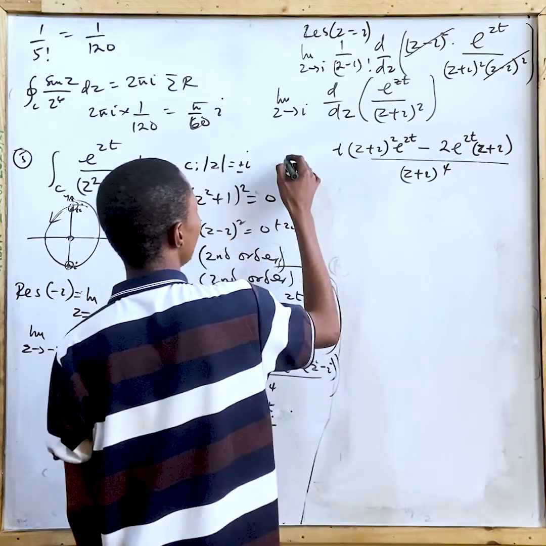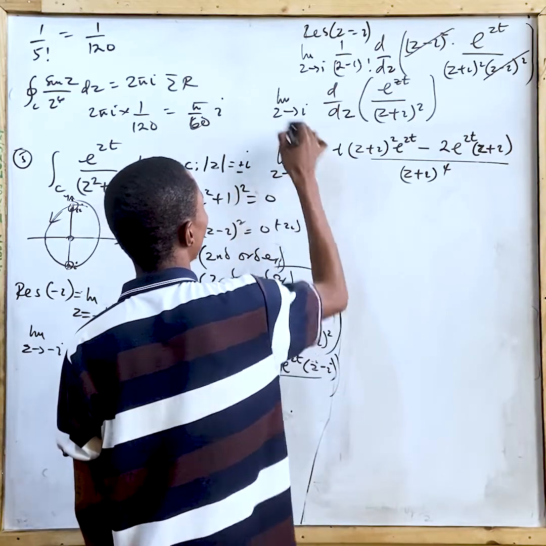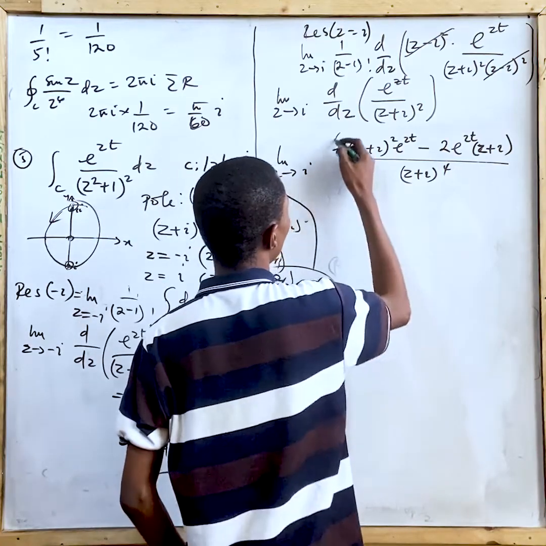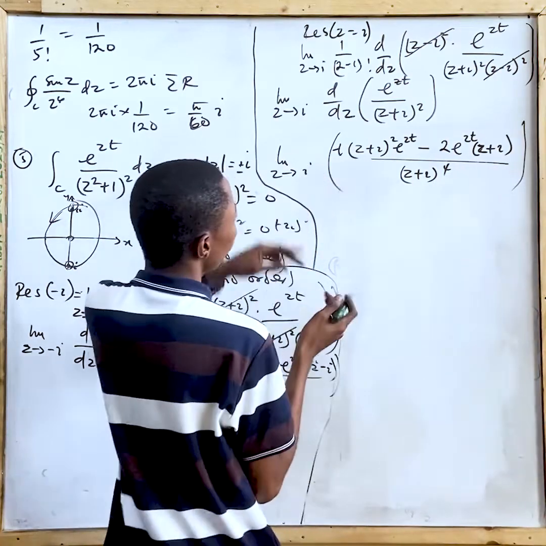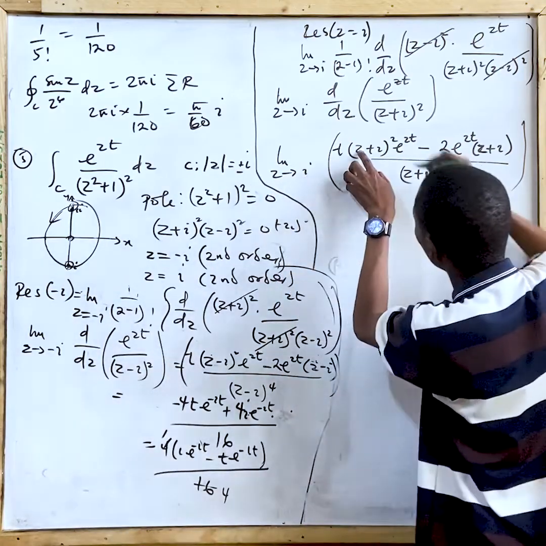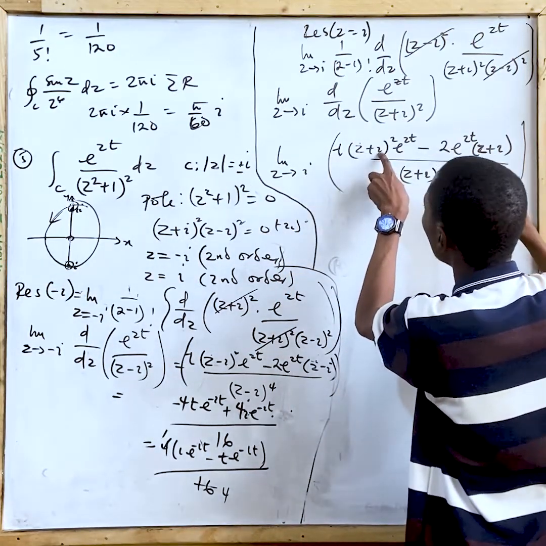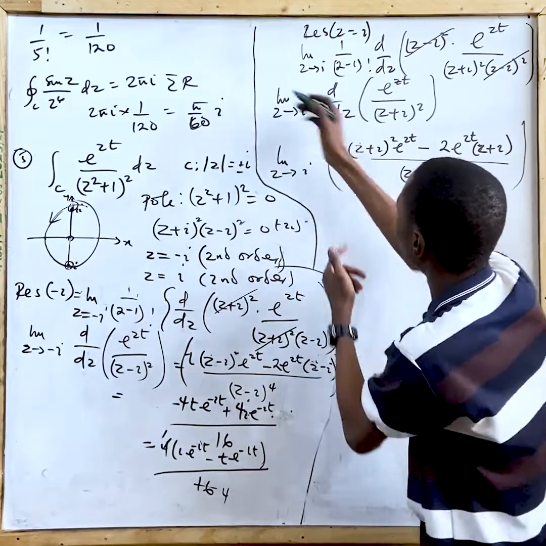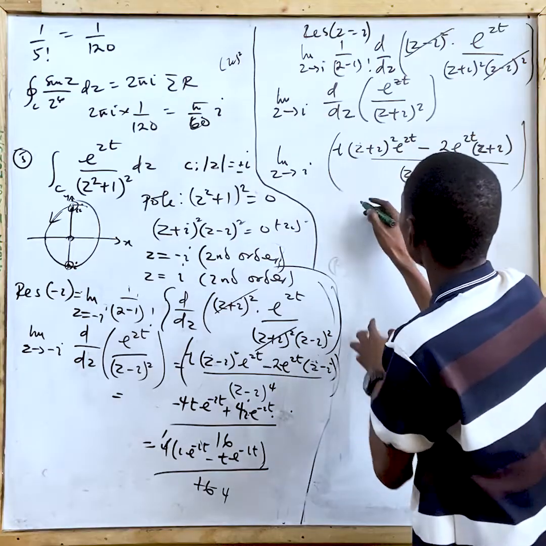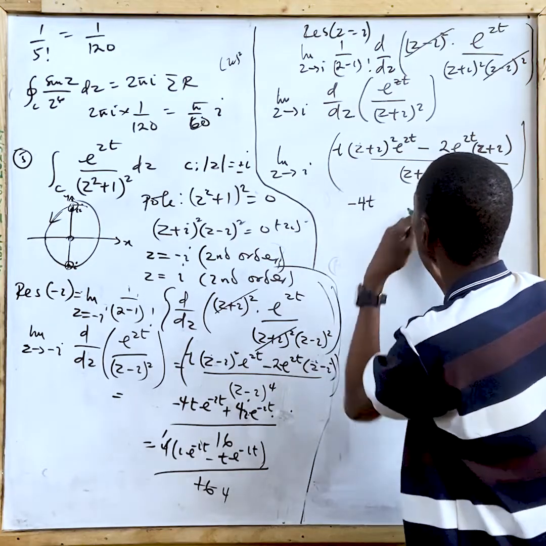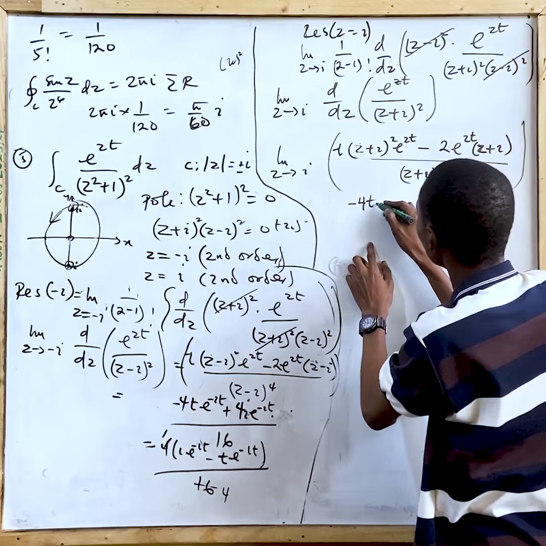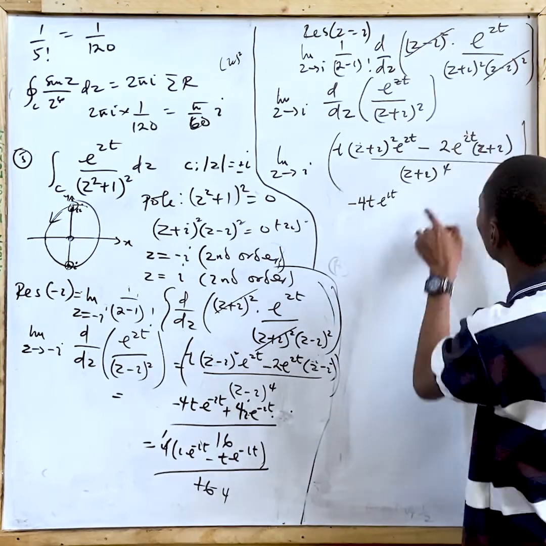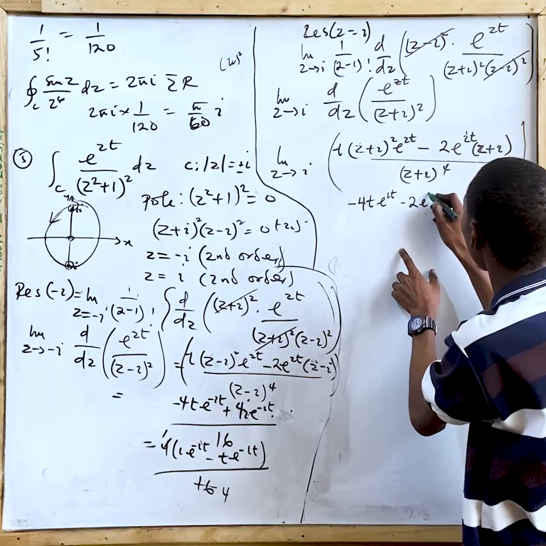At where? We are taking the limit as z approaches i. So it means that all the things that are here, z, put i. If z is i, plus i, 2i. 2i all squared, that's minus 4, because i squared is minus 1. So minus 4. This will be minus 4t. Put z equals i, e raised to the power it, minus 2 e raised to the power it.